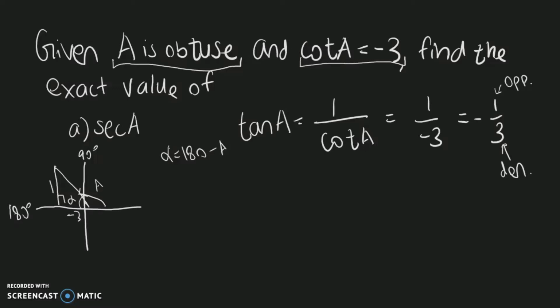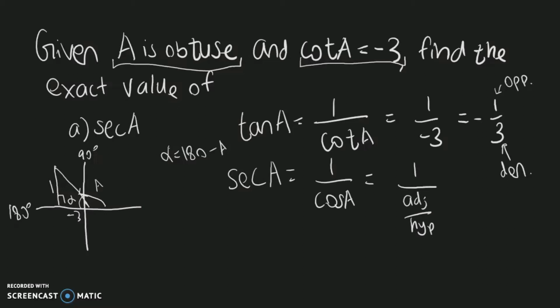Now they're asking us to find the secant A. Secant A is 1 over cos A. So we have to find the cos of A. Here we only have the opposite and the adjacent. To find the cos, we're going to use the adjacent over the hypotenuse, right?